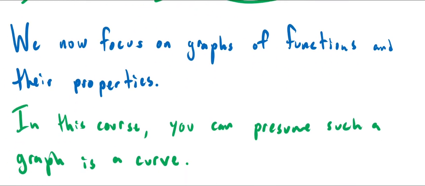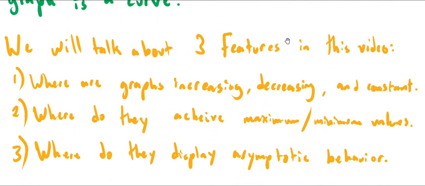In this course, you can presume that a graph of a function is going to be a curve of some kind. Now, we're going to look at three features in this video. We're going to look at when are graphs increasing, decreasing, and constant. Where do they achieve their maximum and minimum values? And when do they display what's called asymptotic behavior?